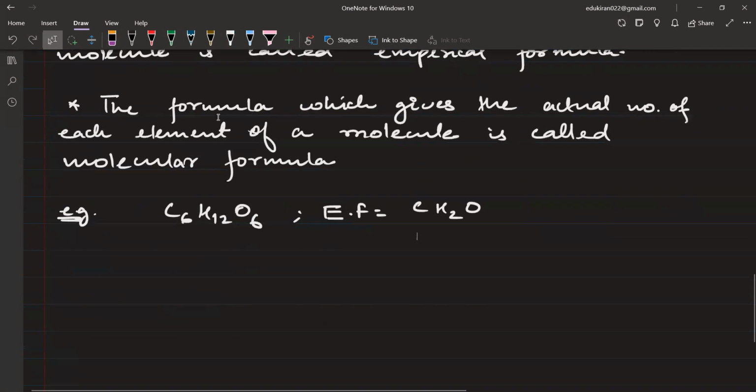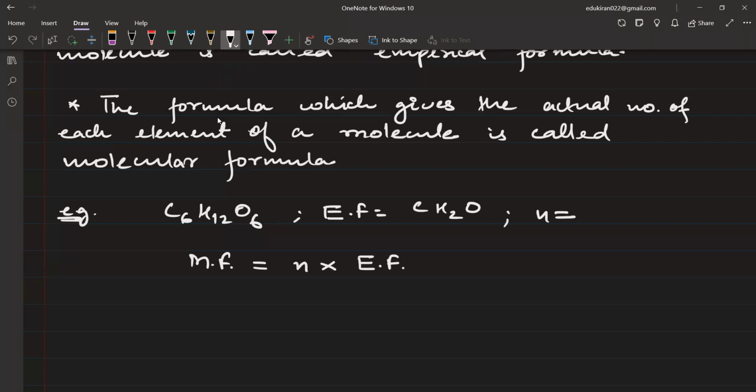If I multiply with a factor here, so please write: molecular formula is equal to some constant factor n multiplied by the empirical formula, and you will be getting the molecular formula. For example, here, what is the n? Tell me, guys. How much should I multiply to this empirical formula in order to get C6H12O6? 6, right? There is one C, so you will multiply 6 here. You will get C6. 6 into 2, 12, and O6, you will get 6 again. So here it is 6.